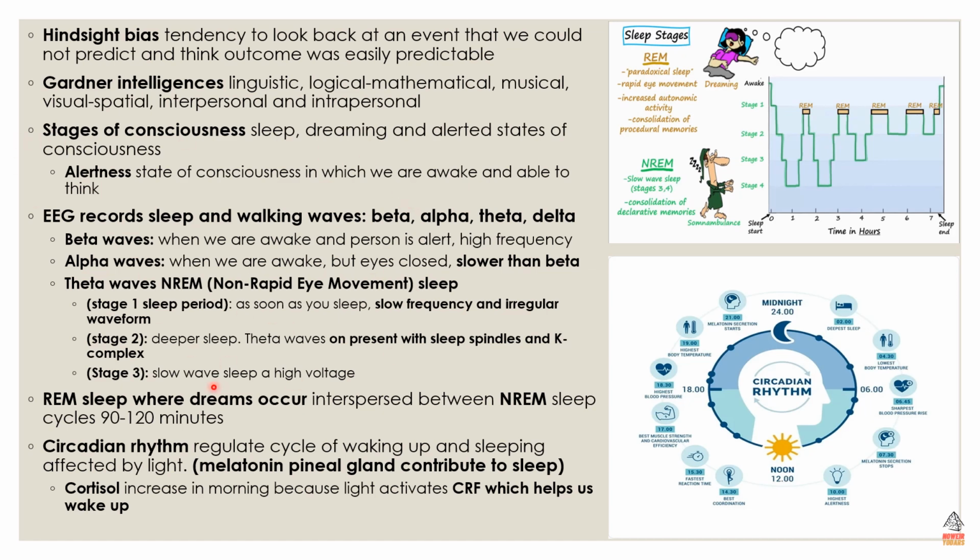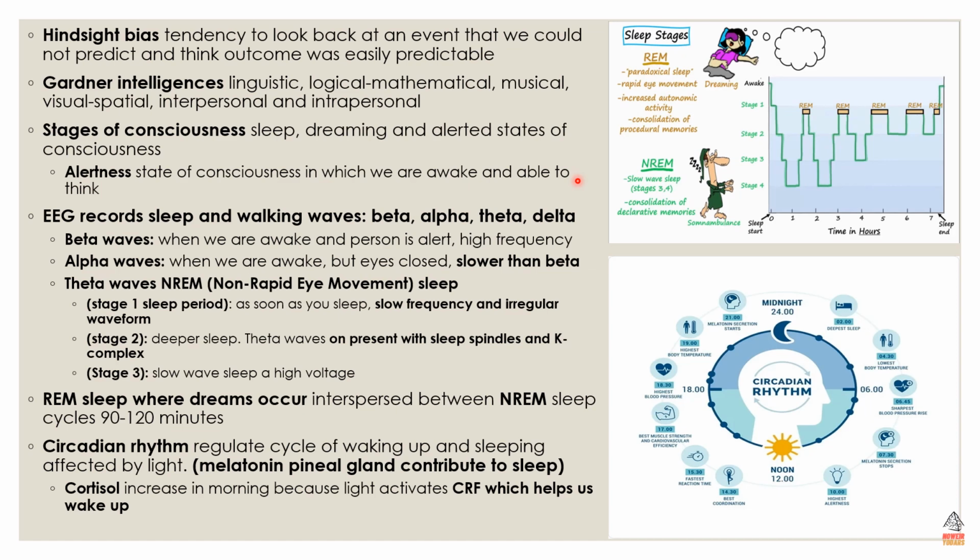So here we're going to describe the stages of sleep. Here you have an EEG recording of sleep and waking waves. You've got multiple waves: beta, alpha, theta, and delta. Beta waves are when we are awake and alert. So you're awake right now, watching the video, producing beta waves. Next, you have alpha waves, when we are awake but our eyes are closed. They're a bit slower than beta waves. So let's say you're just resting at a bus station with your eyes closed.